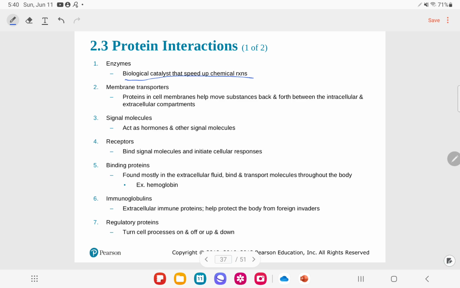They act as binding proteins. These are found mostly in the extracellular fluid. They help to bind and transport molecules throughout the body, like ferritin, which helps transport iron, and hemoglobin, which helps to transport oxygen and carbon dioxide. Proteins also act as immunoglobulins, and immunoglobulins are extracellular immune proteins that help to protect the body from foreign invaders. And we have regulatory proteins. They turn cell processes on and off or up or down.